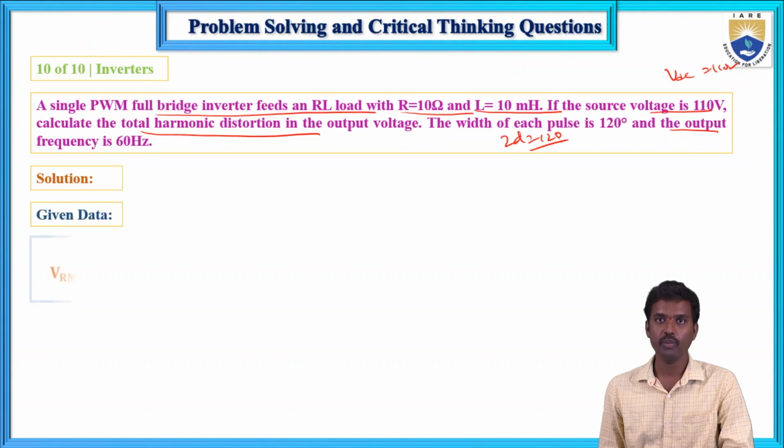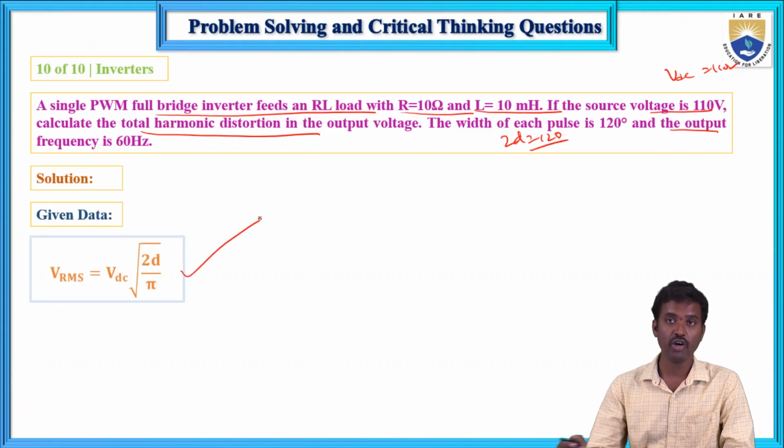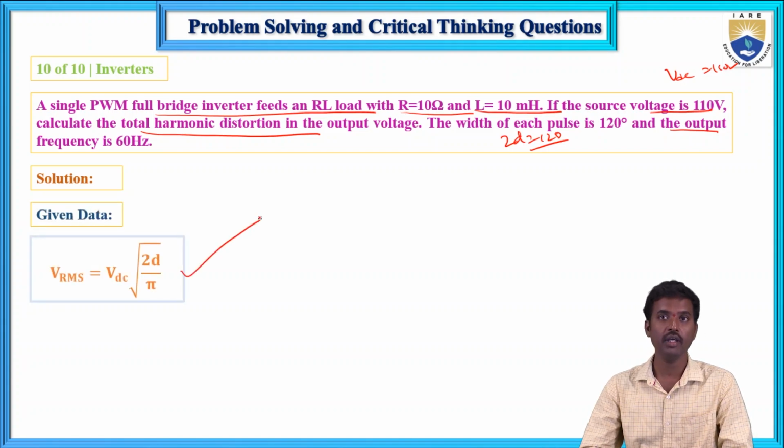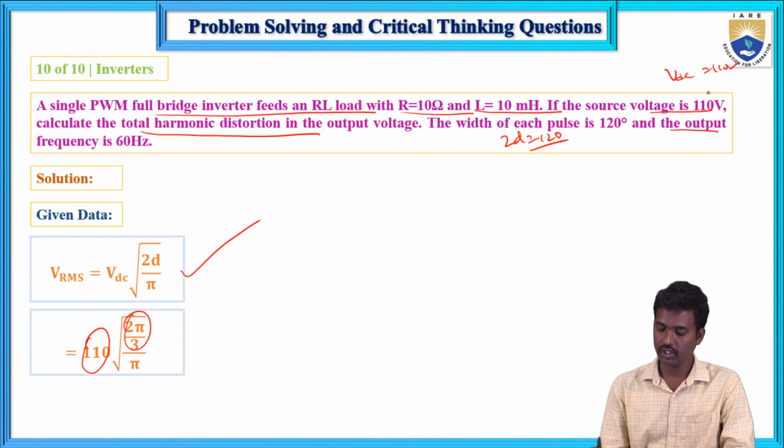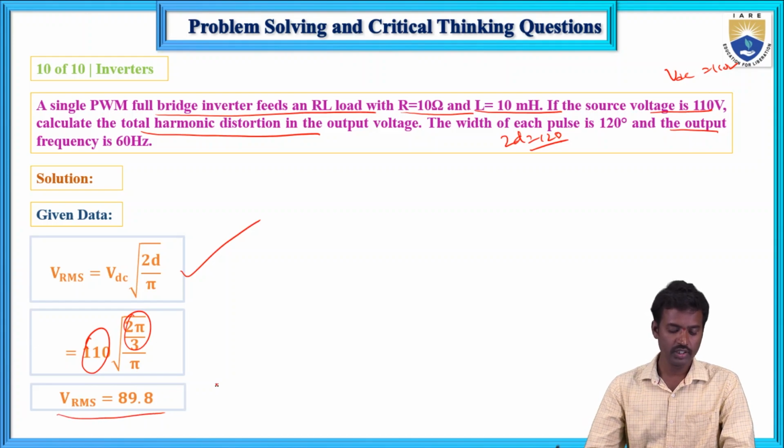This problem is very simple. We know this formula very well: Vrms equals VDC into under root of pulse width divided by pi. So the pulse width is 120 degrees, 2 pi by 3, and this voltage is 110. This Vrms, the output RMS, equals 89.8.